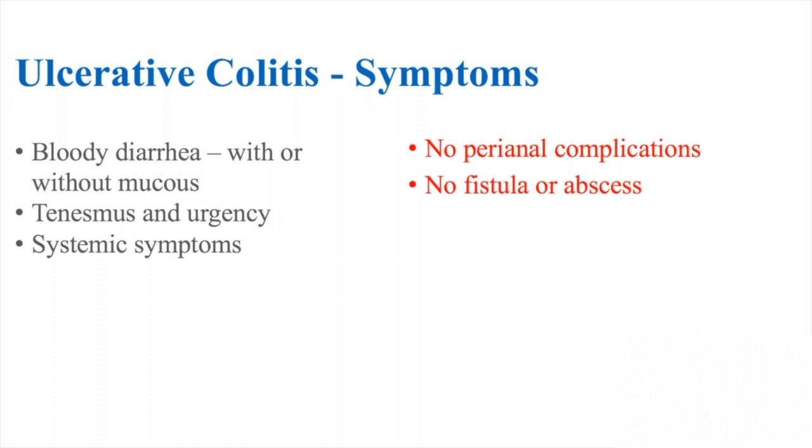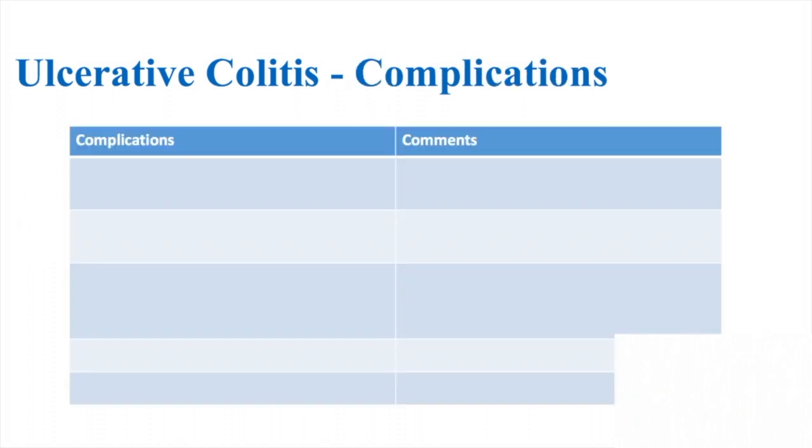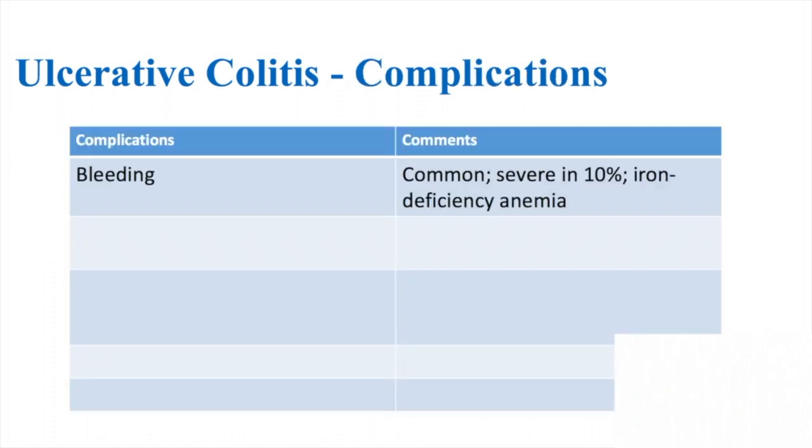With UC, you will not have any perianal complications or abscess, but you will have other complications that can occur with ulcerative colitis, and this includes things like bleeding. Bleeding can be very common, and in 10% of the patients, it can lead to severe iron deficiency anemia. In fact, I saw a patient today who came to see me with a new diagnosis of ulcerative colitis, whose blood count dropped down to extremely low levels, and this can be a very common manifestation of ulcerative colitis.